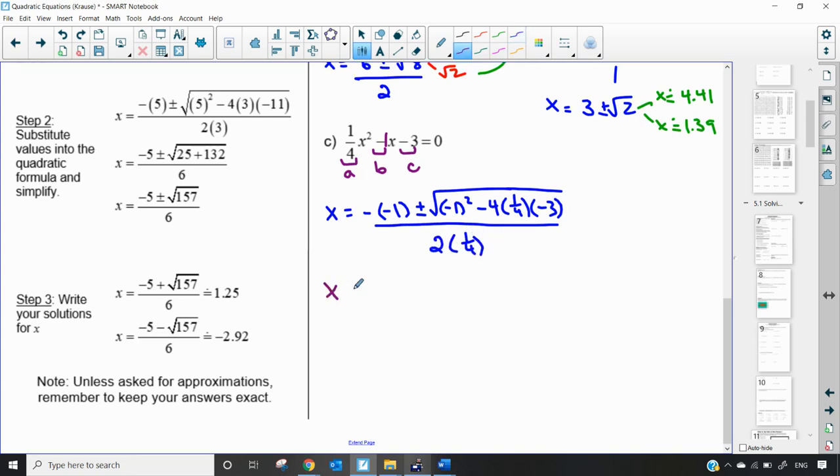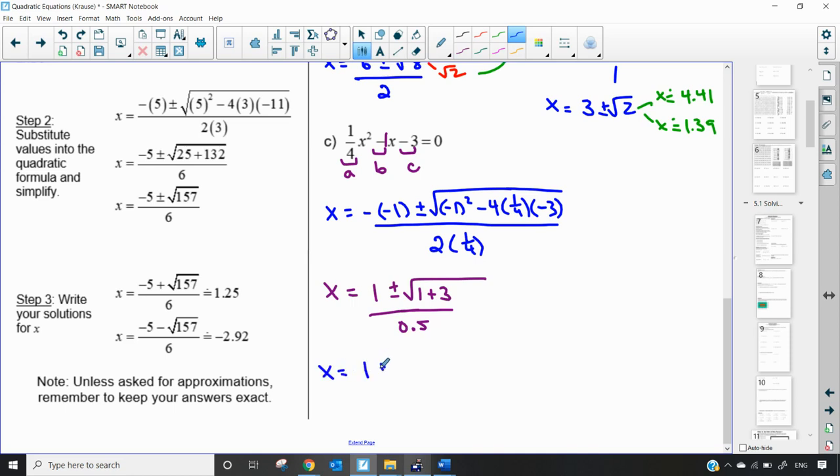And then simplifying, we're going to have x equals positive 1 plus or minus the square root of 1 plus 3. So negative 4 times a positive 1/4 becomes negative 1. Negative 1 times negative 3 is positive 3. All divided by 2 times 1/4, which is 1/2. Now you can write that as 1/2, or you can write it as 0.5. If it's a nice decimal, absolutely you could write it as a decimal. If that was a repeating decimal, we would have to keep it exact.